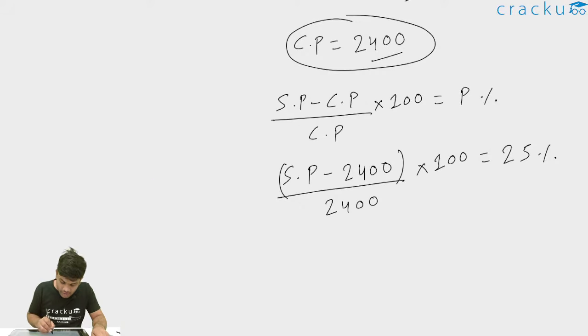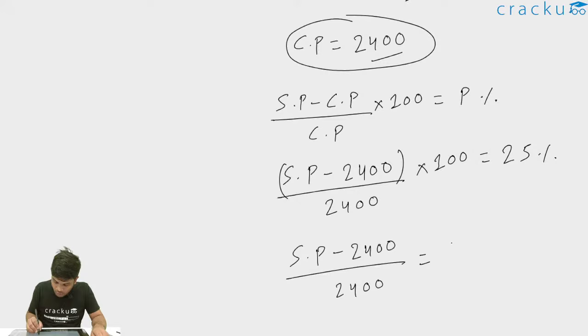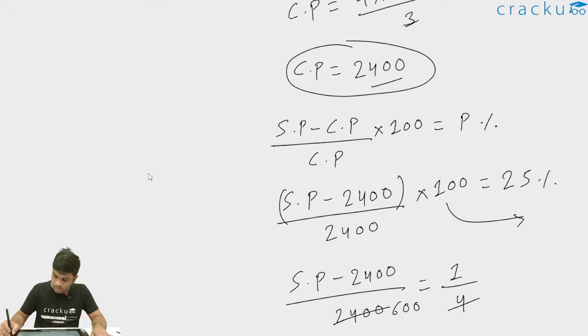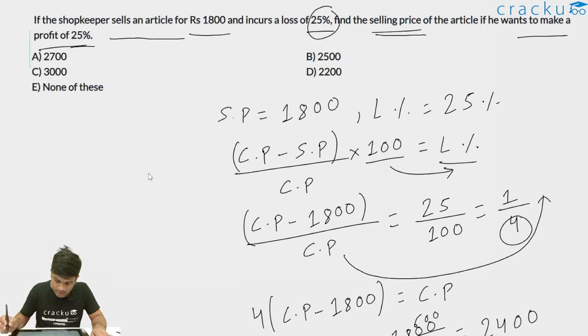So when you solve it, you will get sell price minus 2400 divided by 2400, which is equal to 1 by 4, because 100 came to the right hand side in division, so 25 by 100 is 1 by 4. This 4 and 2400 will cancel out, giving 600. So sell price, when you calculate, you will get 3000, that is 2400 plus 600. So the answer is option C, which is 3000. Now let's go to another question.